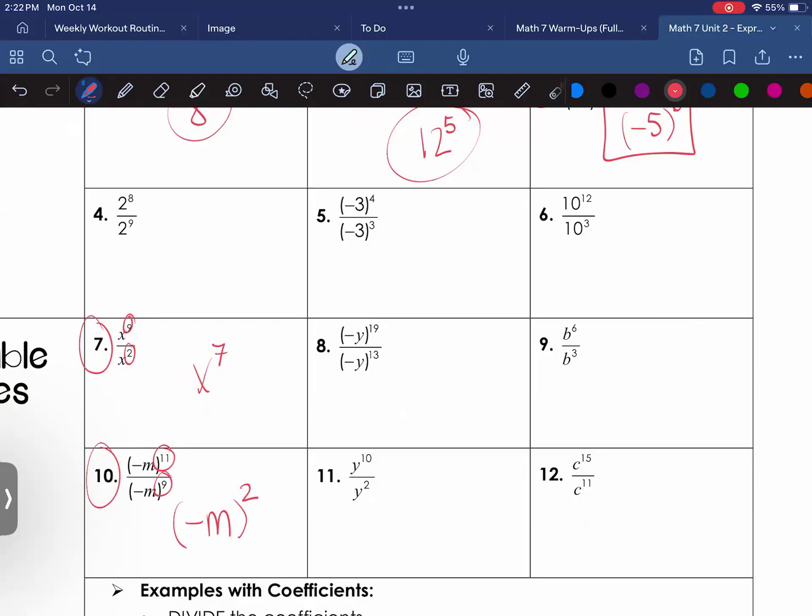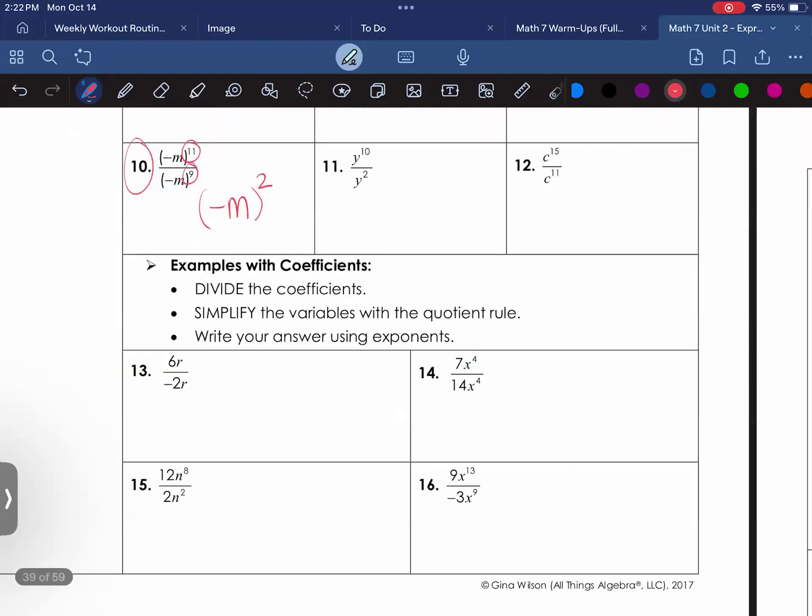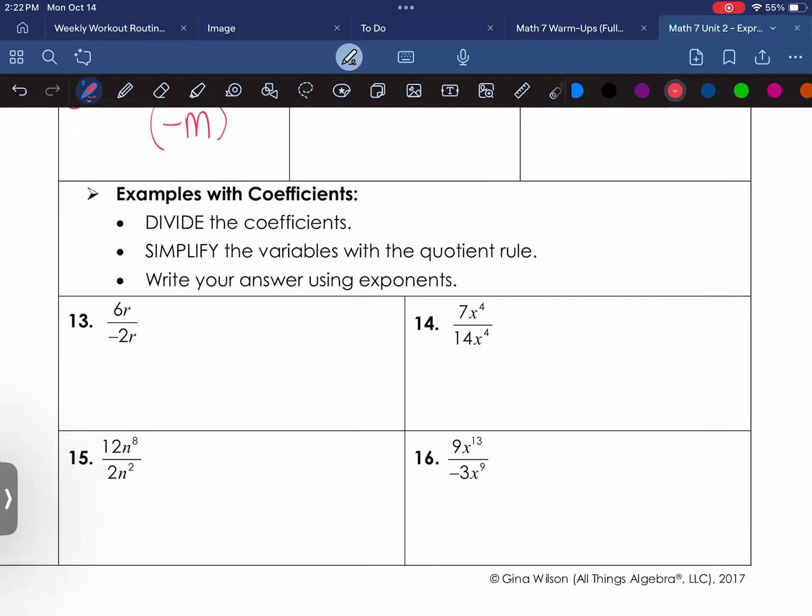Okay, now we're going to move on to the examples with coefficients. Remember, coefficients are those numbers that are attached to the letters. So when it says step 1 is to divide the coefficients, you just divide the numbers, right? Go ahead and write that down. Then we'll simplify the variables with the quotient rule. So that means that we subtract those exponents, right? That's that quotient rule that we've been doing. And then it's just telling you there's nothing to solve. We're just simplifying this and writing our answer as far as we can go.